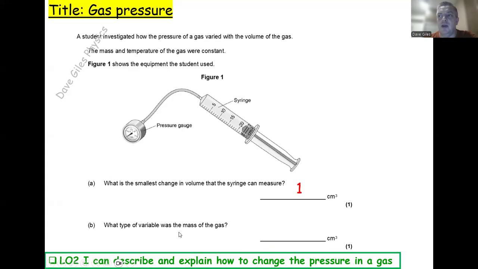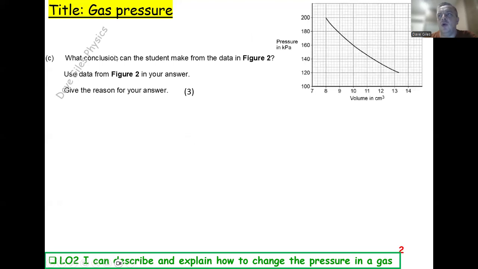There's a little typo here. What type of variable was the mass of the gas? It shouldn't have centimeters cubed on there. It's the name of a variable, so that is a control variable. What conclusion can the student make from figure 2, this picture here? Use data from figure 2 in your answer. Give reasons for your answer.